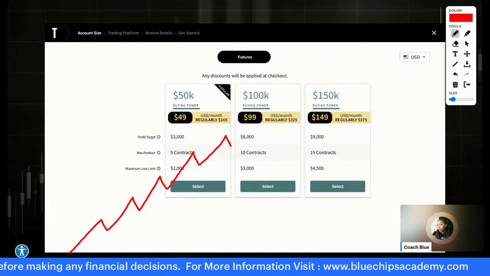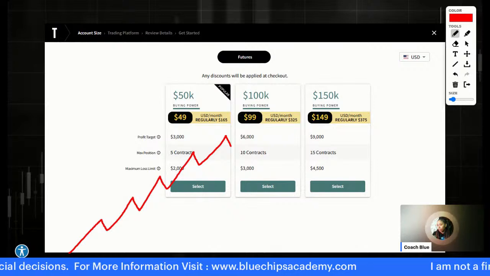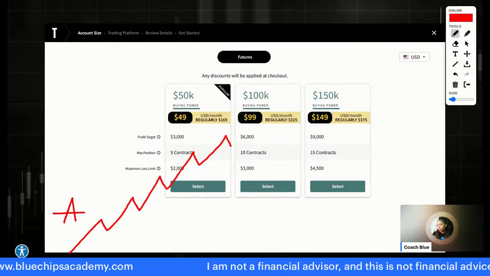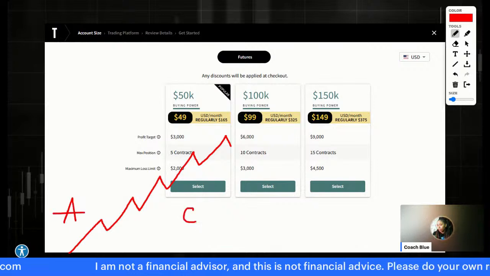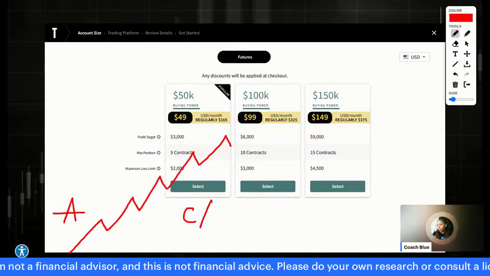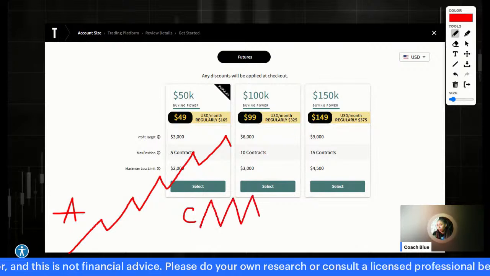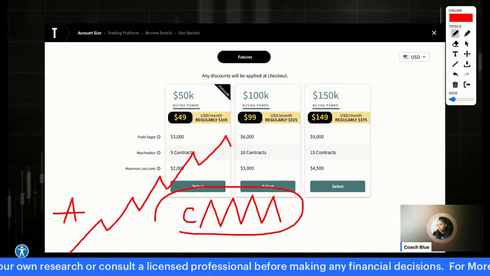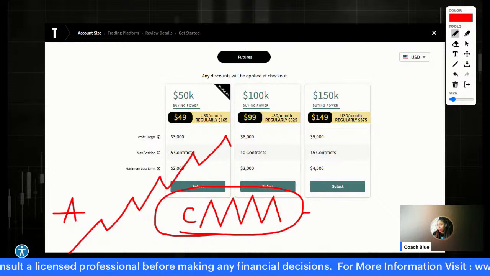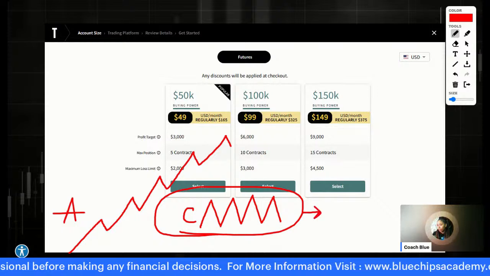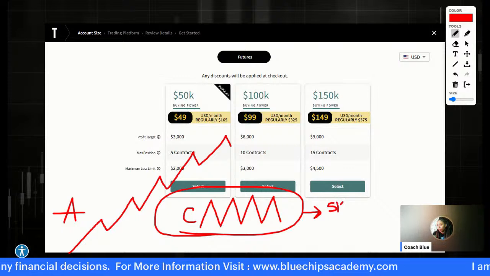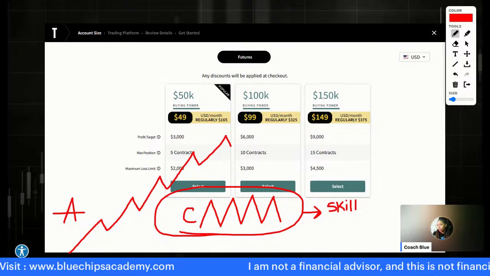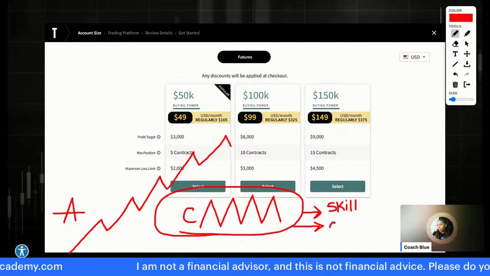Okay, and I'm just coming up with this right now, but let's just say trader C. This person wins, loses, wins, loses, wins, loses, wins, loses. This part here, where you feel like you're just kind of stuck, that means there's either an area for you to improve your skill, or there's an area for you to be more consistent.